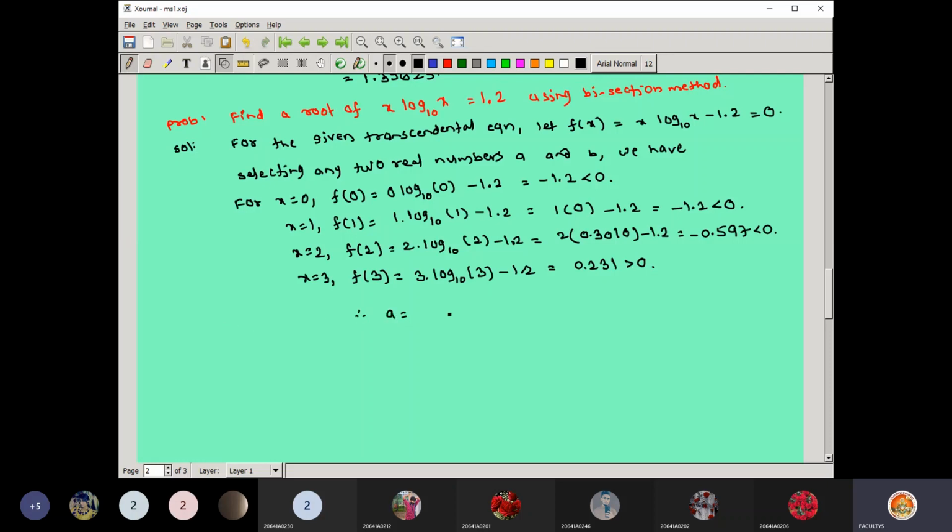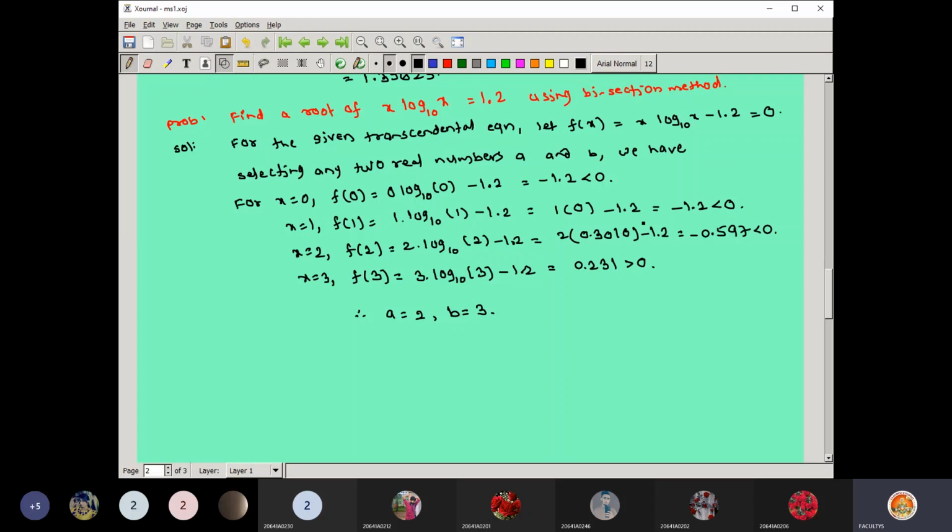And what is the A value now? You are taking opposite sign A and B values. So A value means wherever you are getting the last negative value, the X value you are writing here, A equal to 2, because the last negative value is at 2 only. And B value, wherever you are getting the positive value, don't write the positive value, write its corresponding X value, 3. So A equal to 2 and B equal to 3. Always remember that A is selected for the negative value, B for the positive value.